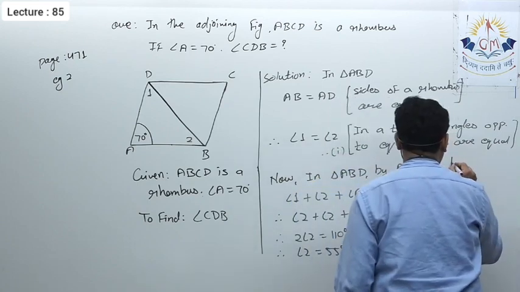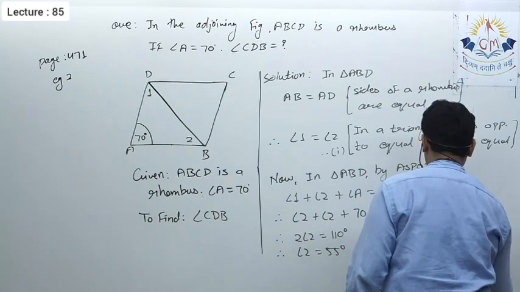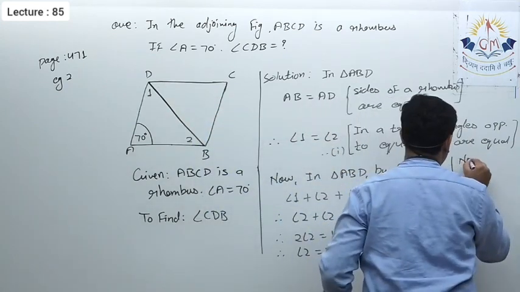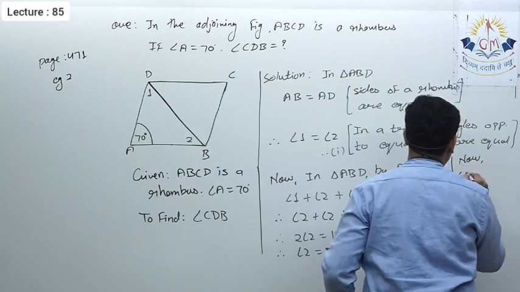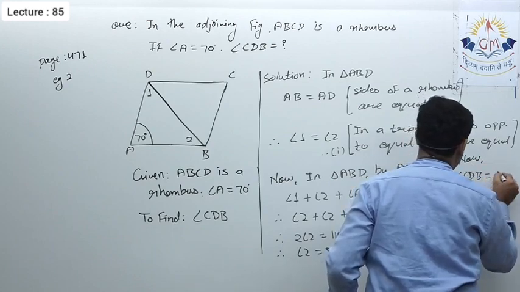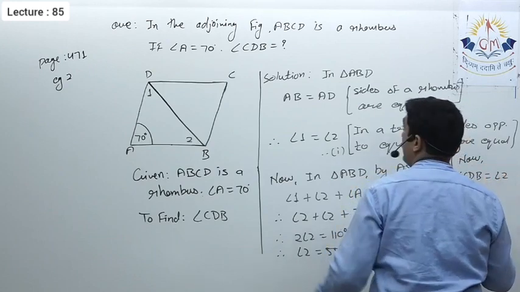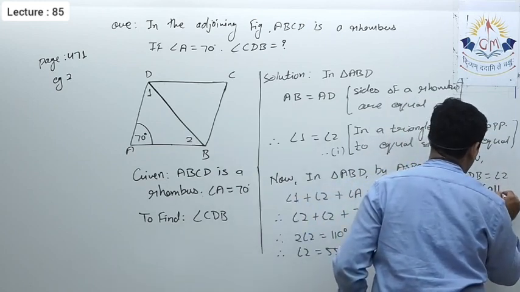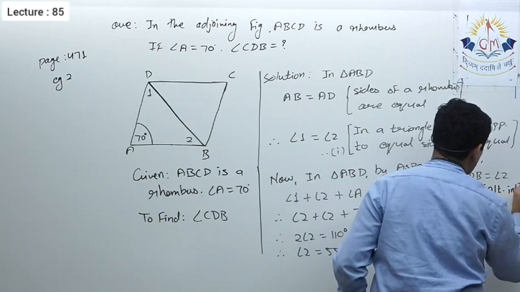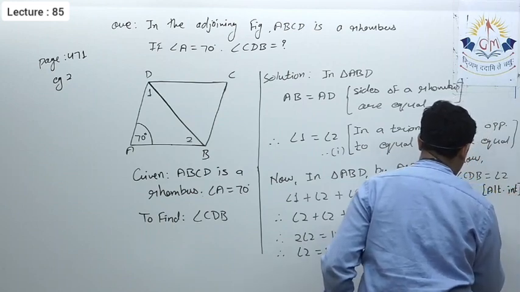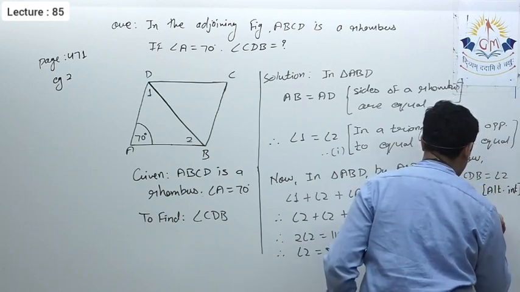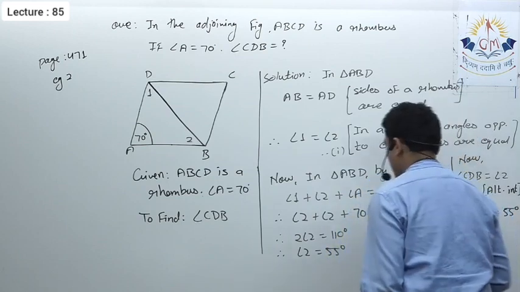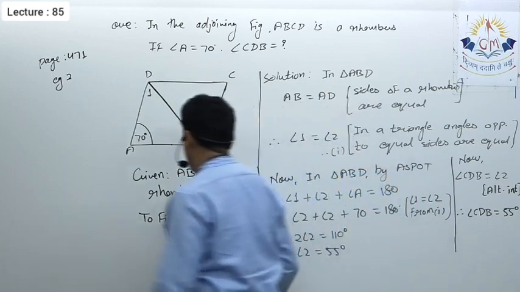Okay, this is almost done. Now what next line I will write? Now what I have to find is angle CDB. So now angle CDB is equal to angle 2. Reason, alternate interior angles. Therefore angle CDB is equal to 55 degrees. Okay, so that was what was required to find.